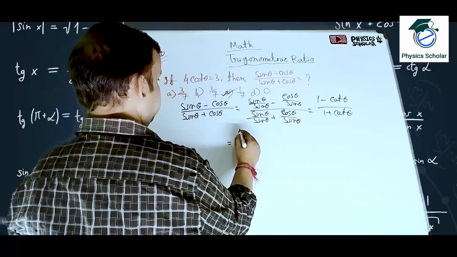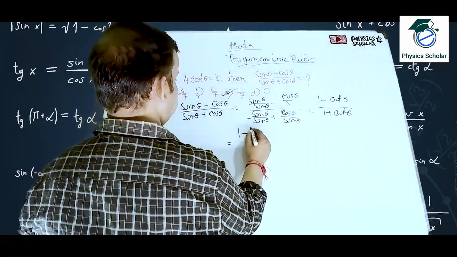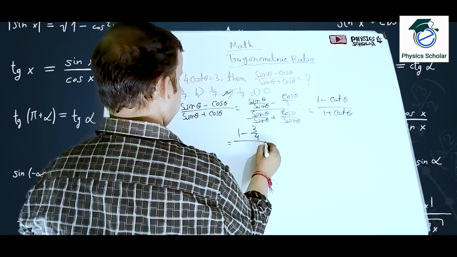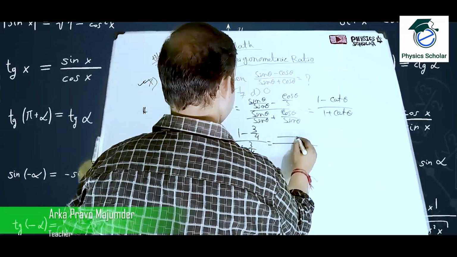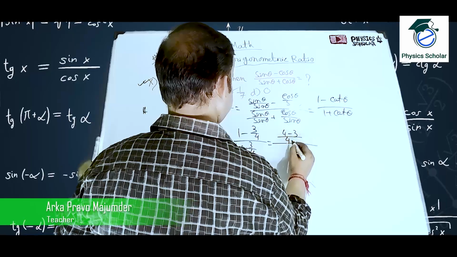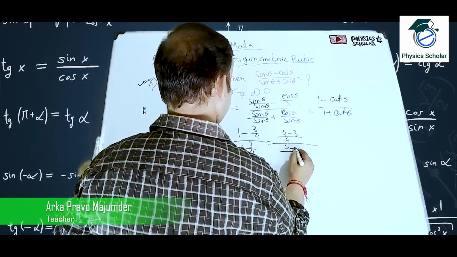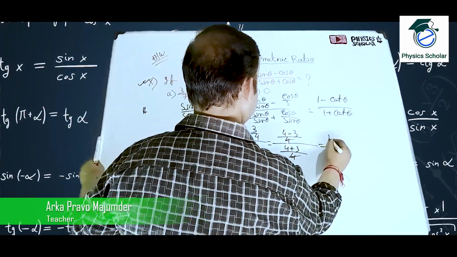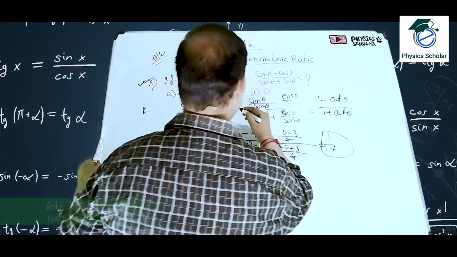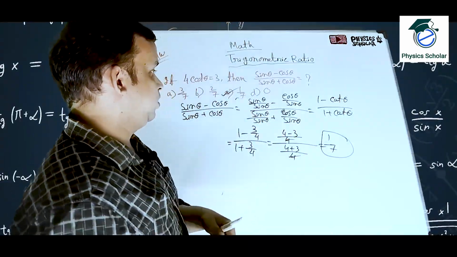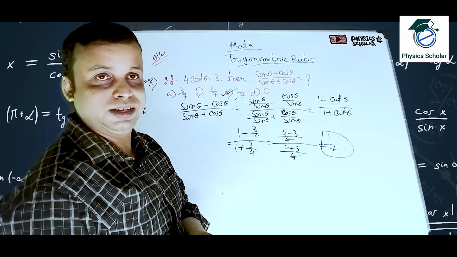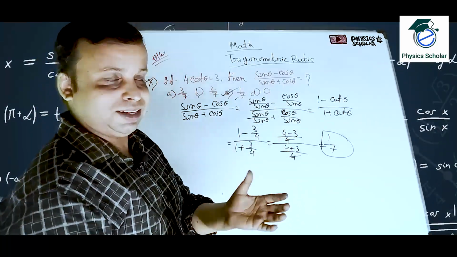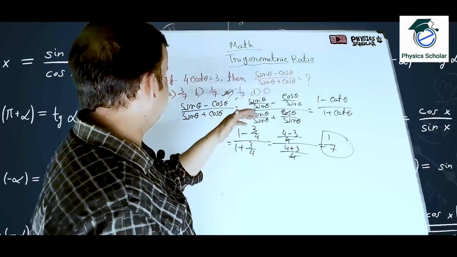Clear? So 1 minus cot theta means 3 by 4, divided by 1 plus 3 by 4, is equal to 4 minus 3 by 4 over 4 plus 3 by 4. The 4s will be cancelled, so 1 by 7. So we are coming to this answer, clear? You can use this method also, very easy. That method is shorter, this is a little bit longer.